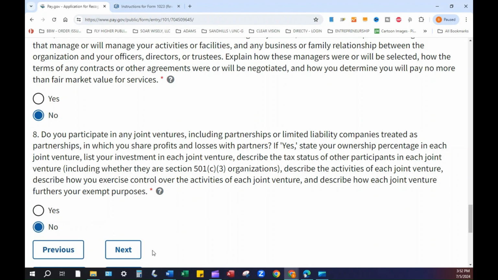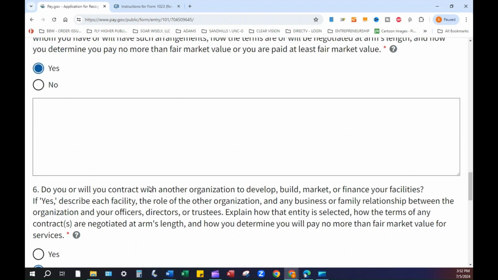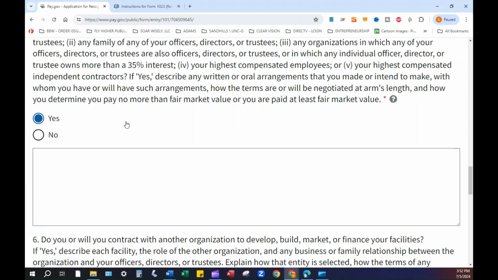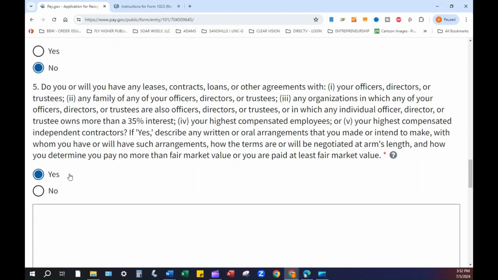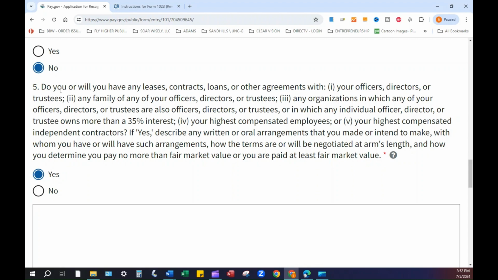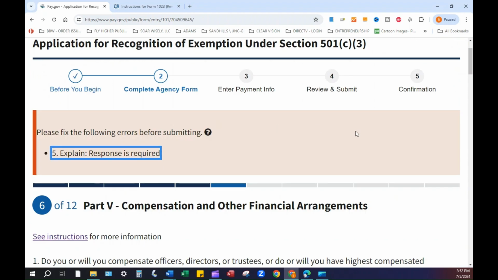And we are going to stop there because in the next video I will explain more on the leases and the contracts and the loans, that type of situation, and how you need to address this. Again, if you will not go into contracts, you're not going to rent a facility and have any of your officers or directors come in on that lease with you, then you're just going to select no. But I do want to address that because the majority of my clients are yes there. So we'll stop there.